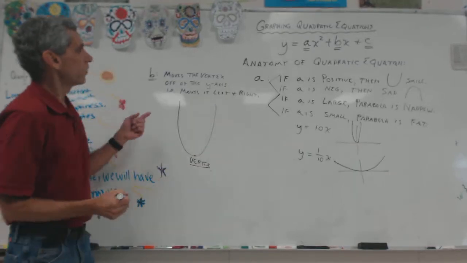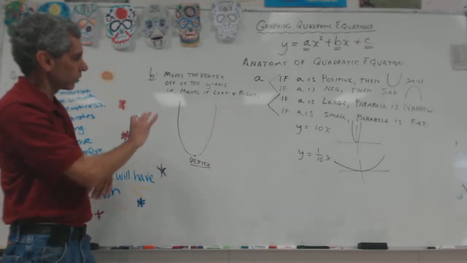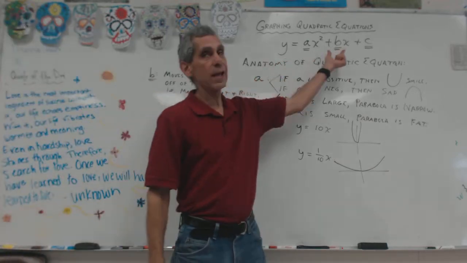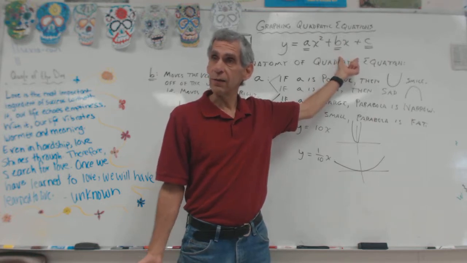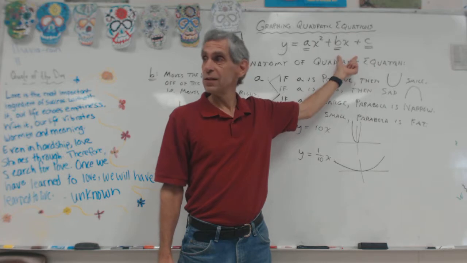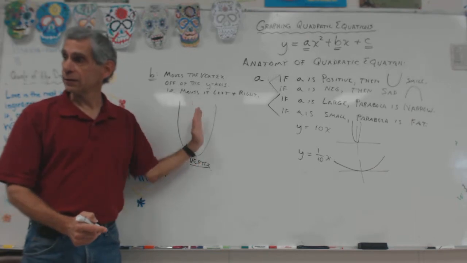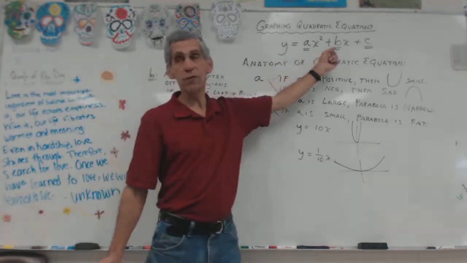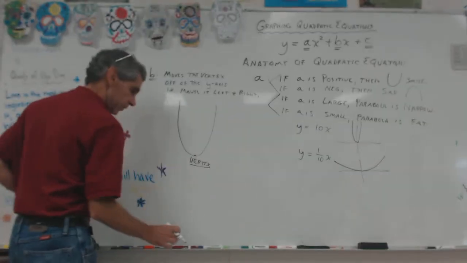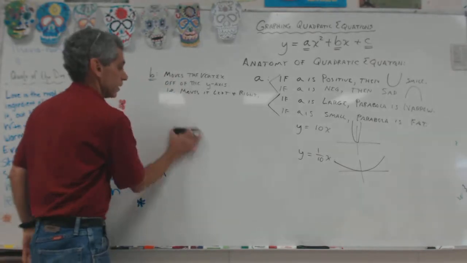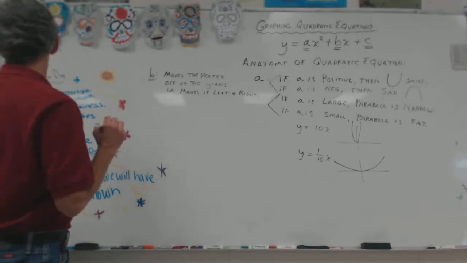B, basically, if there is a B, there's not always a B. Sometimes the B is 0, which means you wouldn't see it. But if B is 0, then your vertex is going to be on the y-axis. But if there is a number other than 0 for B, it's moving left or right off of the y-axis, okay? The last thing, I'm going to erase this vertex thing because I need that space.